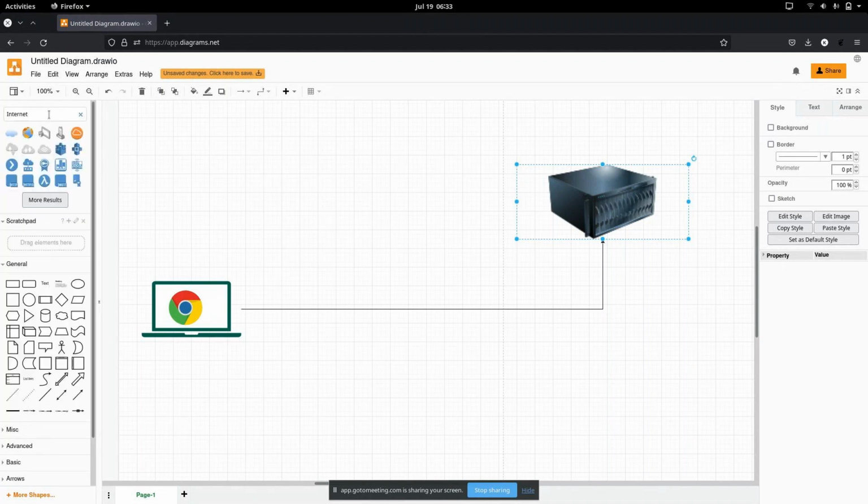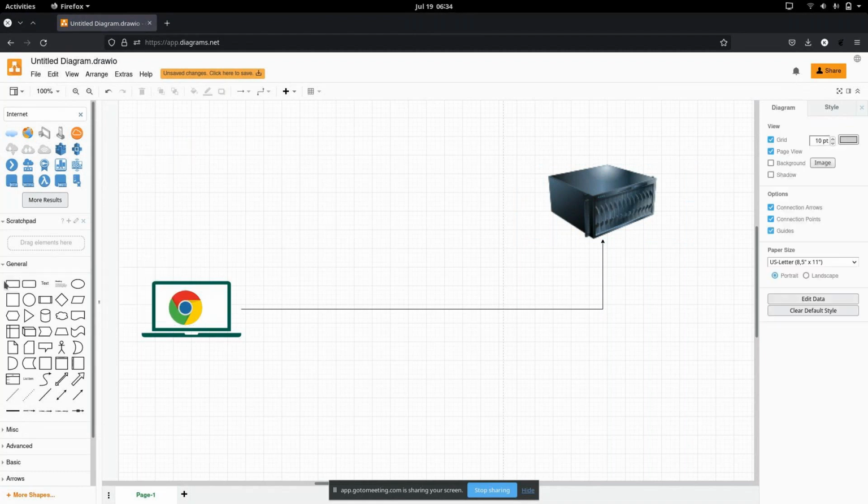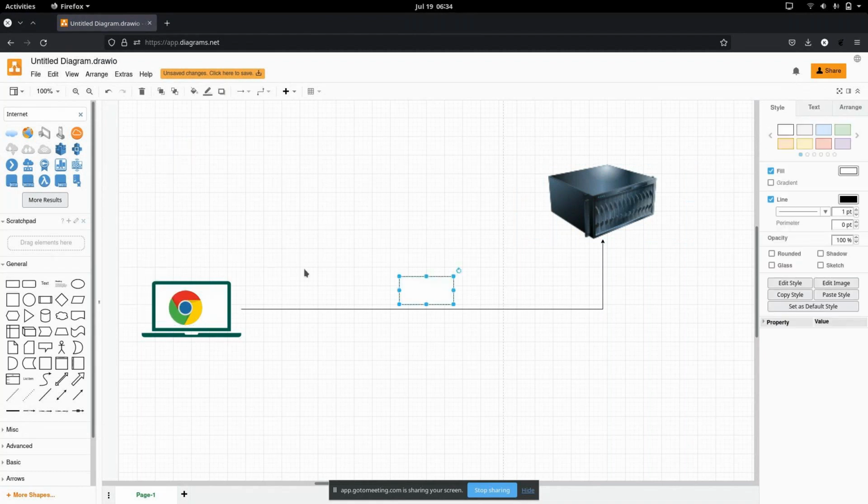What else do you have? Spectrum. Yeah, Spectrum. So all of these are your ISPs, internet service providers. So someone has said it is going to be resolved by your ISP, internet service provider.